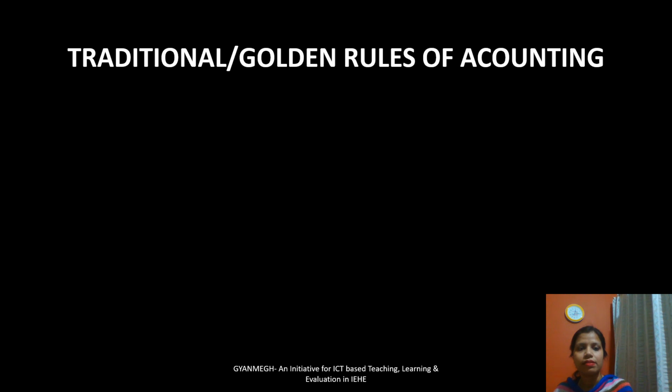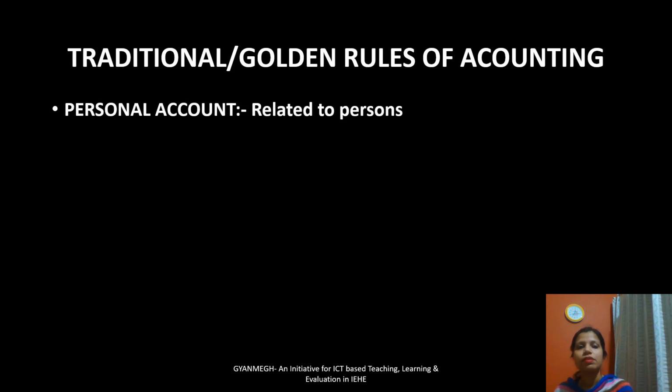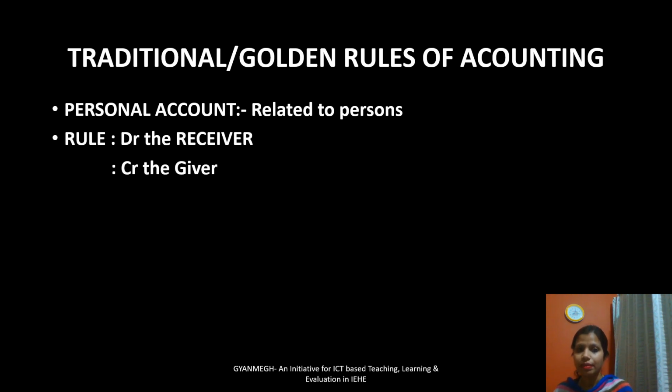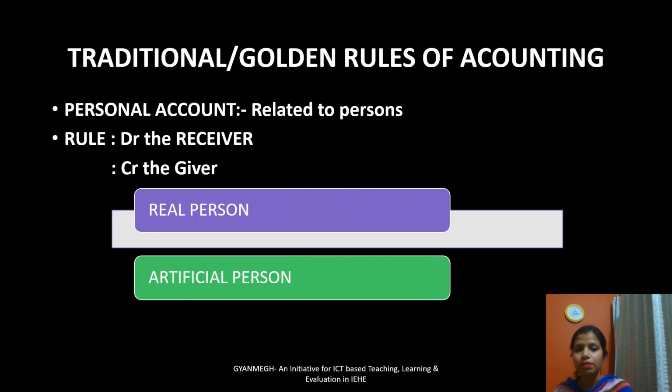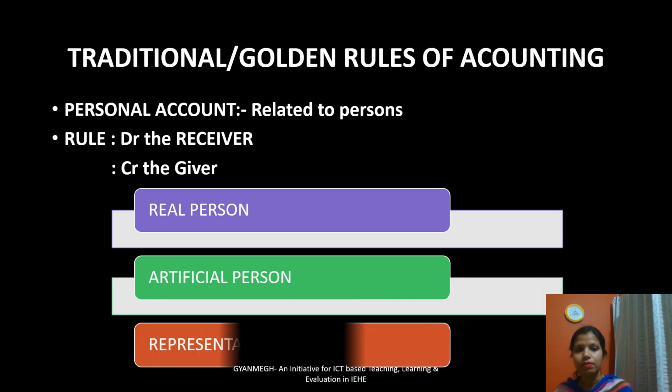Now we are going to discuss the traditional or golden rules of accounting. First is personal account, which is related to person. Here is the rule: debit the receiver and credit the giver. Mainly there are three types of person. First is real person, next artificial person, and third is representative person.